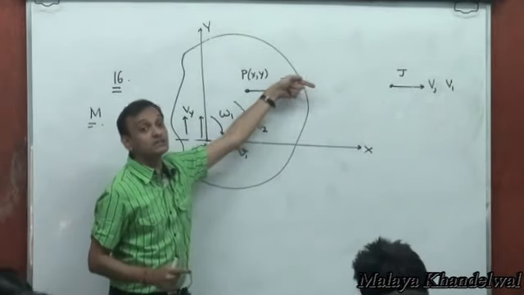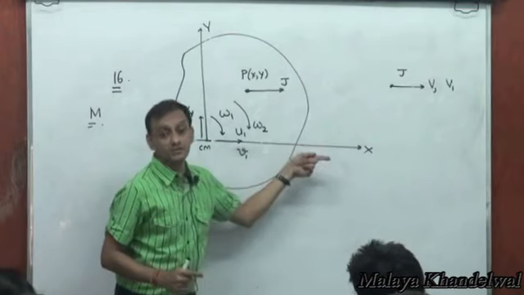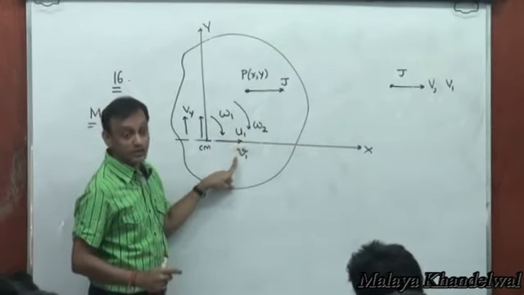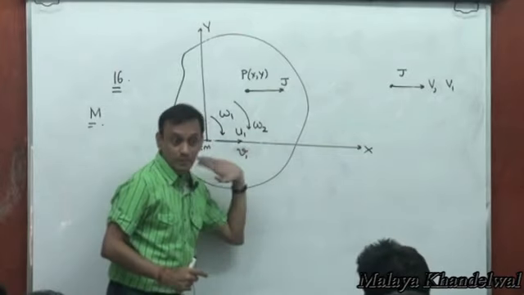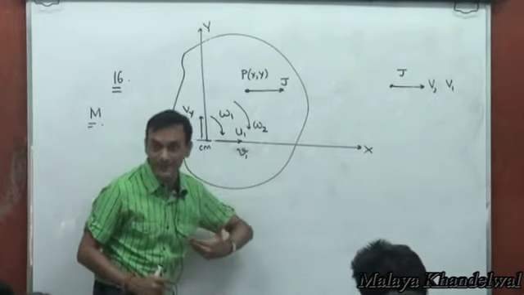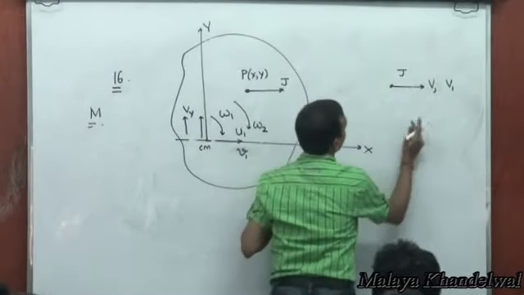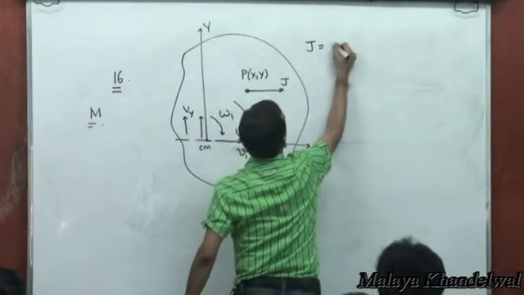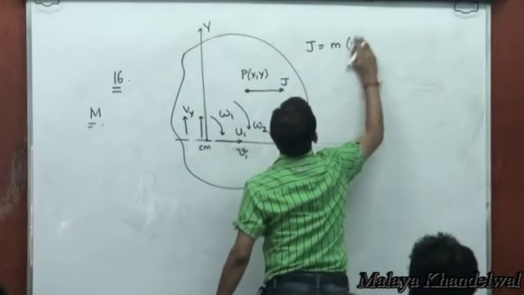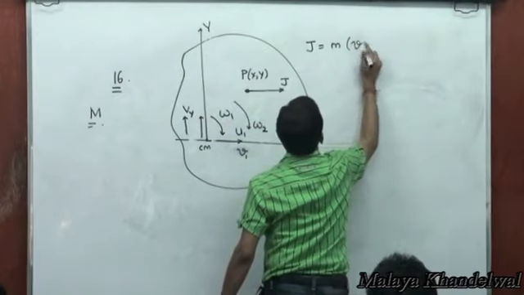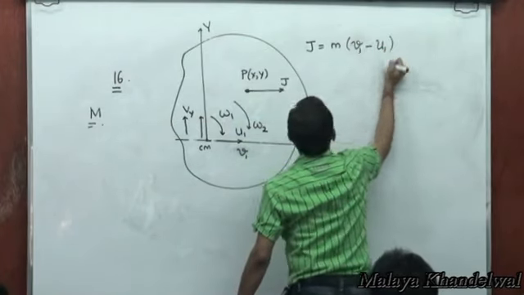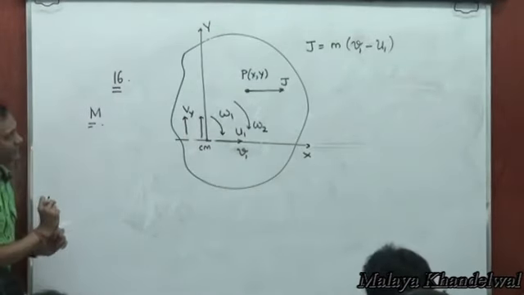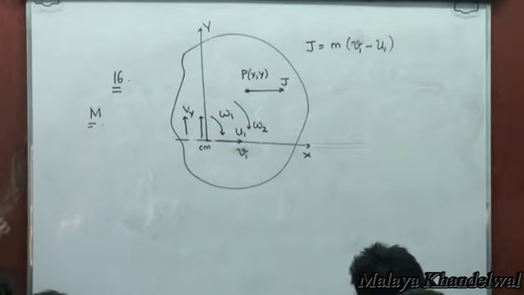Impulse in this direction will bring about change in linear momentum in this direction. So J would be m into v1 minus u1. Yes or no? J would be m into (v1 minus u1). So far, I'm not talking of the velocity of the point P. I'm only talking of the velocities of the center of mass in the direction of the impulse and perpendicular to the impulse.